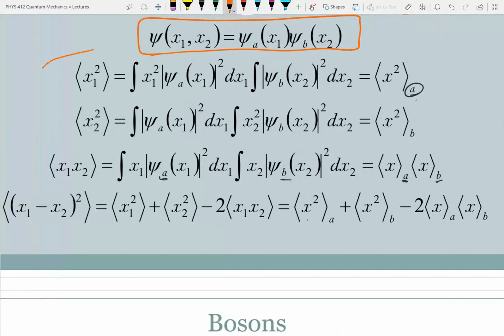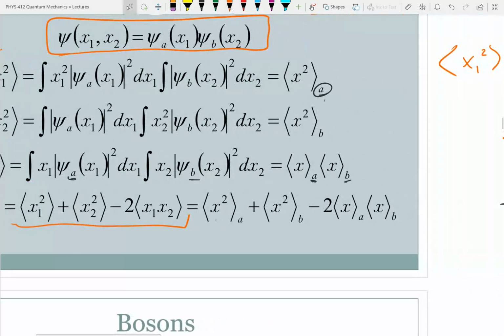So we've done these 3 expectation values, so we can put them into our equation for the expectation value for the separated particles, and we get this result.